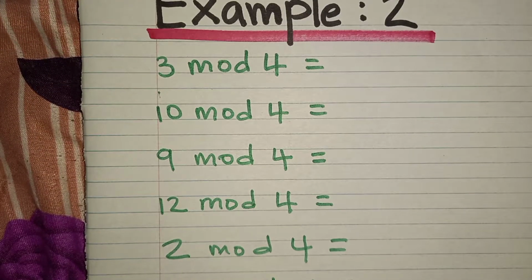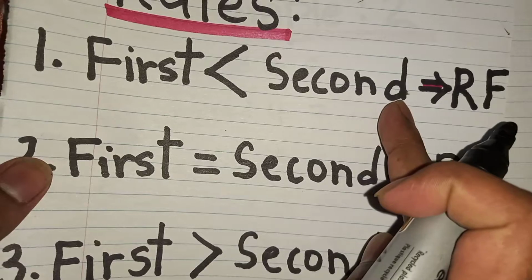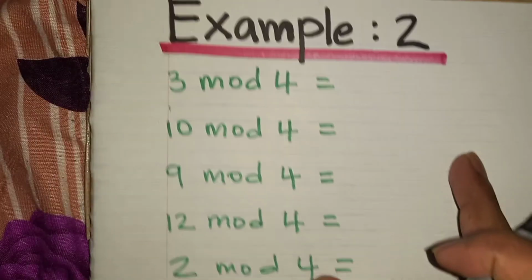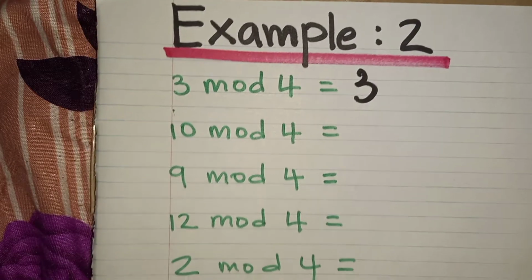Example number 2, we have 3 modulo 4. Now first number is less than second number, so the remainder is the first number. So remainder here is the first number, 3. We don't have to draw the circle.